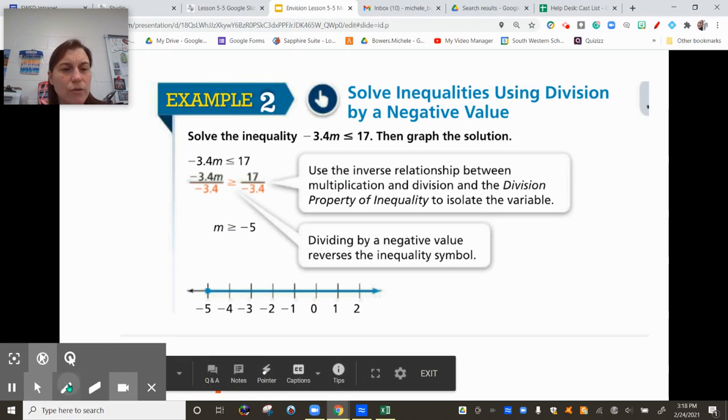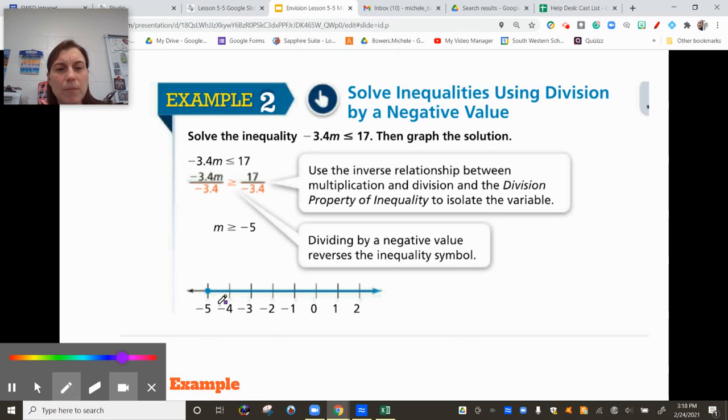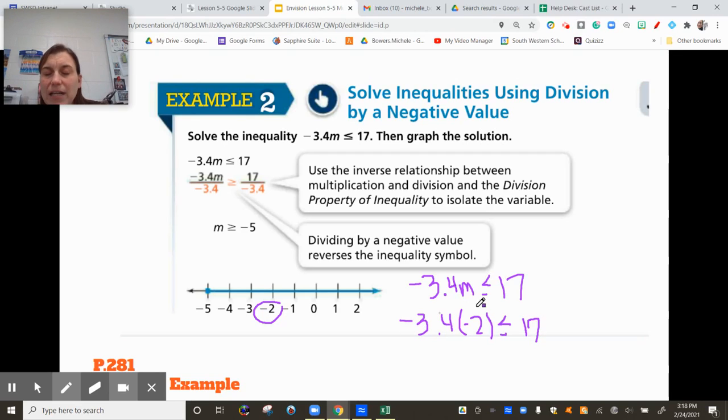Well, let's just check their solution and see if they did it right. So I'm going to pick a number that's greater than -5. I'm going to pick -2. Okay, so well, 3.2. A negative times a negative is a positive. And if I multiply 3.4 times 2, I get 6.8. But it's positive 6.8 because a negative times a negative is a positive. Is that less than 17? Yes. So it looks like this blue bar is actually showing the correct solution. It's colored in because m can also equal -5.